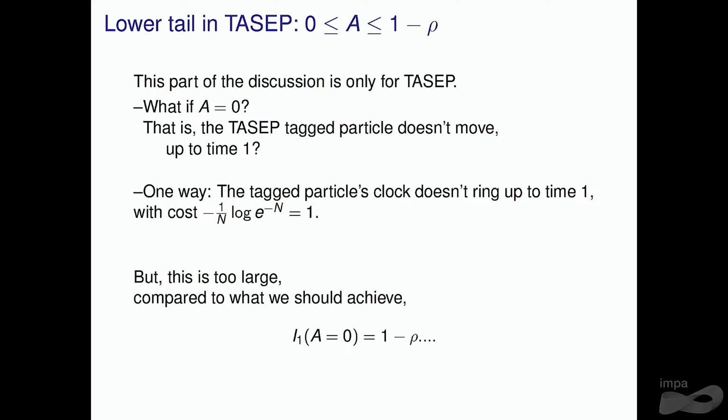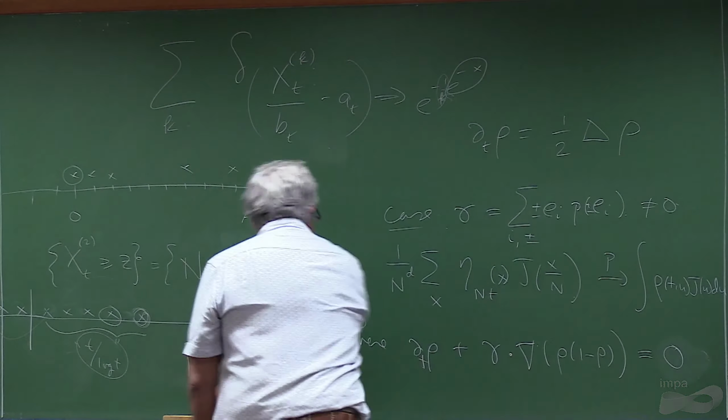So let's do a case. If you have just a little bit of patience, let me just take 2 minutes and go through this. Okay, so suppose that A is 0. What does that mean? That means that you're not displacing at all. Okay, so we're back to the large deviation problem.